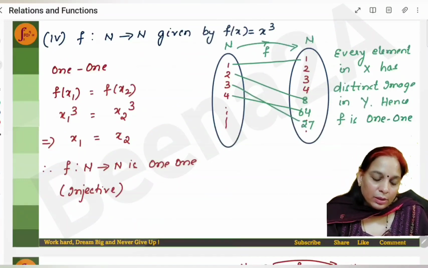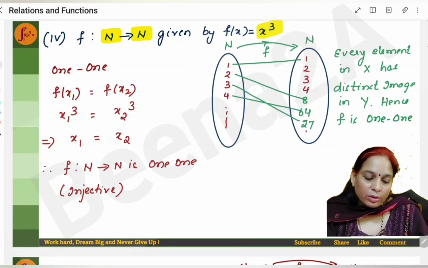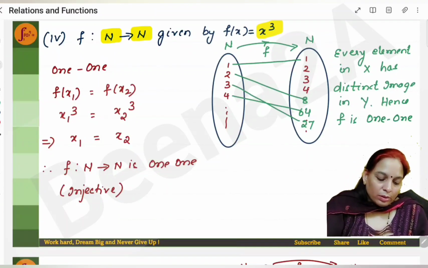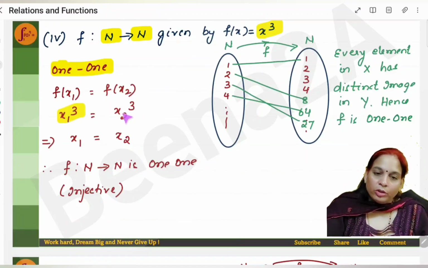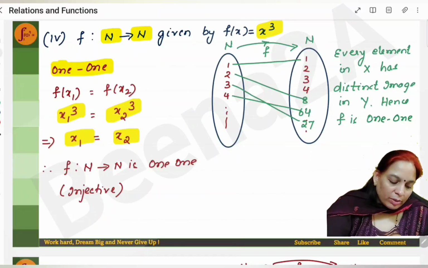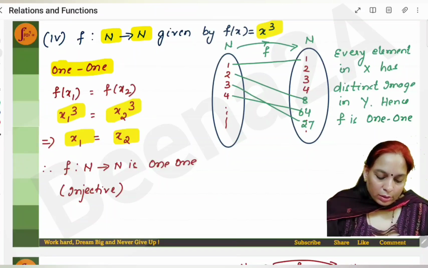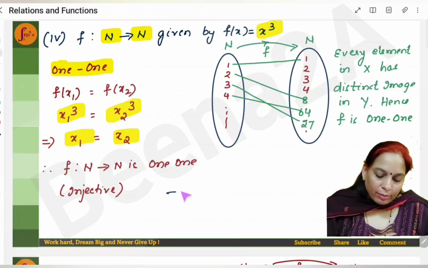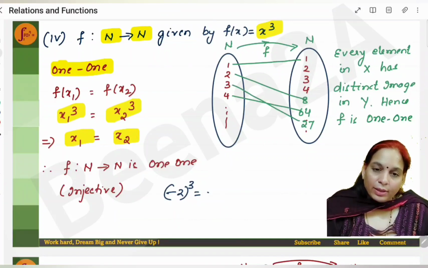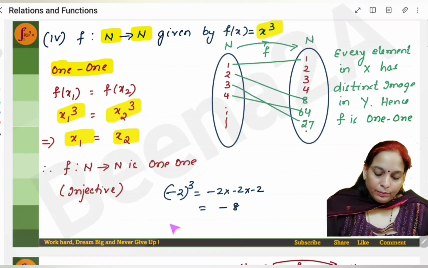Let's take the fourth example. Function from N to N. Here it's a cubic function. So you'll have to check if it's 1-1 and onto for a cubic function. Now you will take the same method, right? x1 cube is equal to x2 cube, which means x1 is equal to x2. Here you will never get plus or minus because it will only be one of them, right? So if I take minus 2 the whole cube, I will get minus 2 into minus 2 into minus 2, which is minus 8. If I take plus 2 the whole cube, it will be 2 into 2 into 2, which is plus 8.